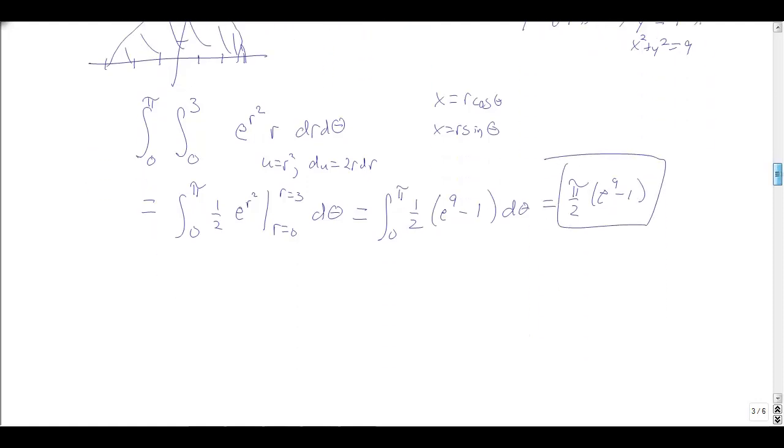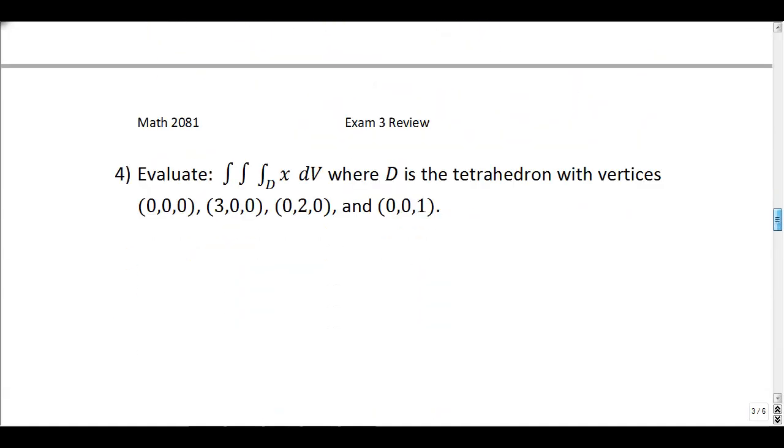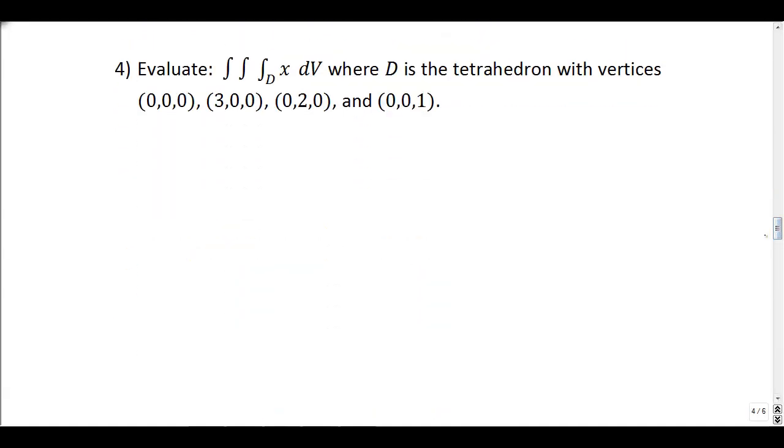Okay. Next question. Okay, we want to evaluate a triple integral. We're in a dV integral, integrating the function x, where our region that we're integrating over is D, where D is the tetrahedron with vertices (0, 0, 0), (3, 0, 0), (0, 2, 0), (0, 0, 1).